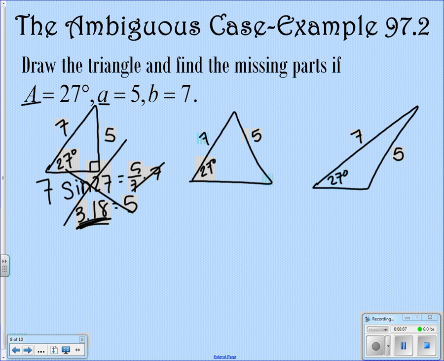So now we're going to actually solve for our missing parts. So I'm going to label this angle B, this angle C, and that's side C.